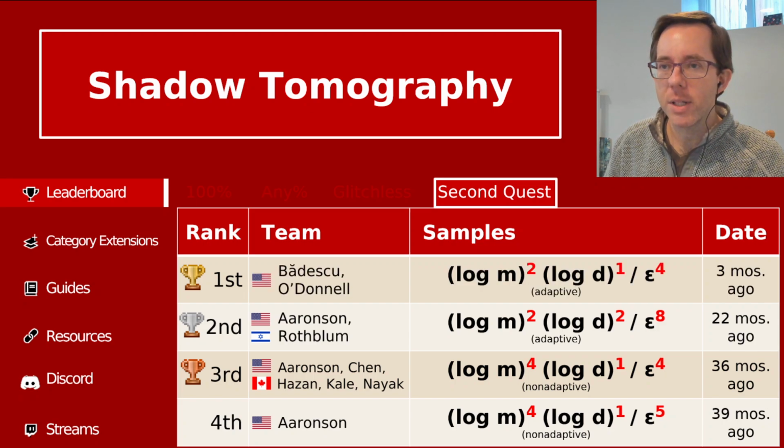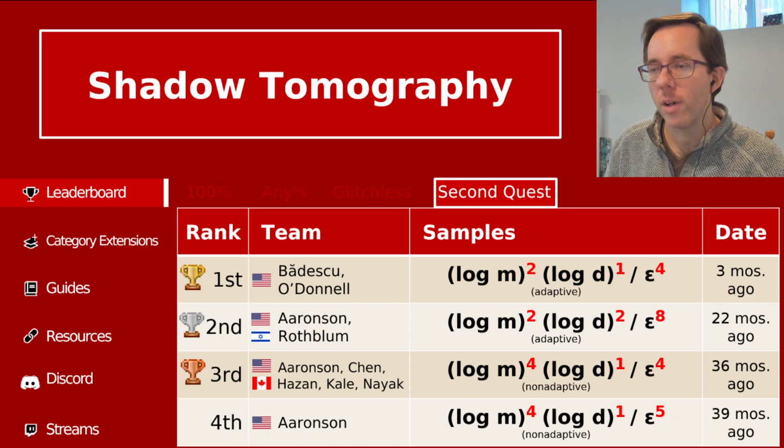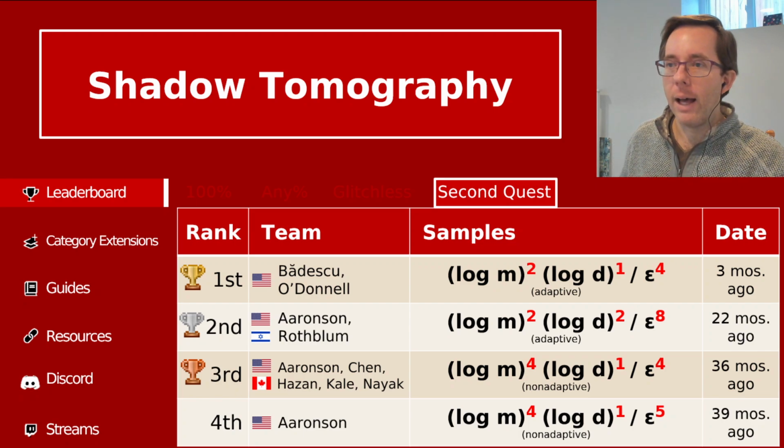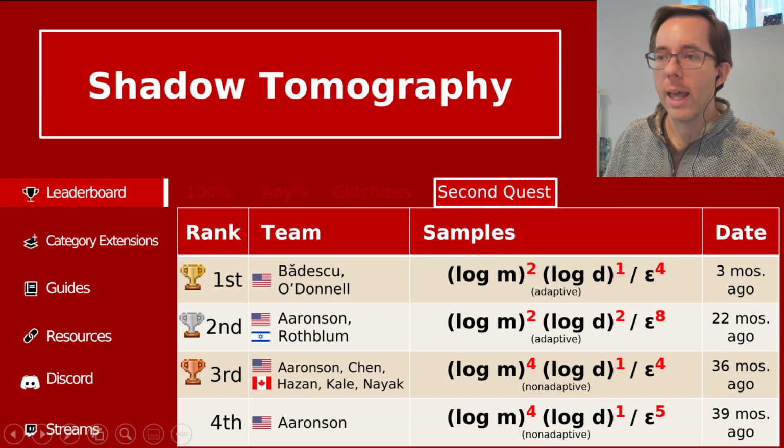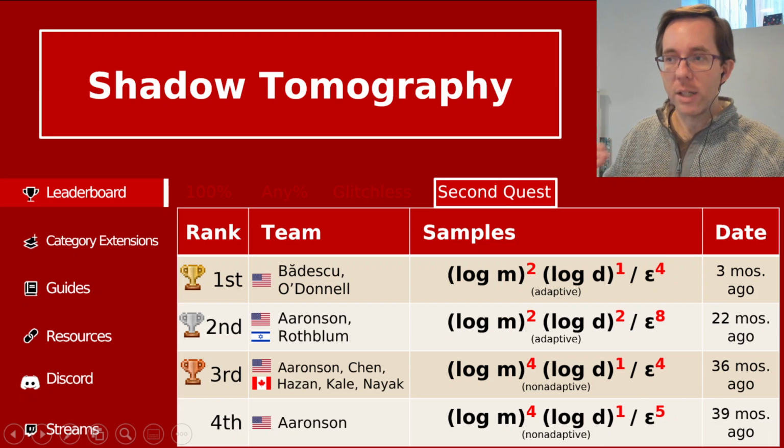Okay, and so what I want to tell you about today is this recent work I did with Costin Badescu from a few months ago, where we solved the problem with, again, log m squared dependency on m, the number of observables, and log d to the 1 and epsilon to the 4th. So it matches all the best exponents for all 3 parameters and simultaneously achieves all of them.